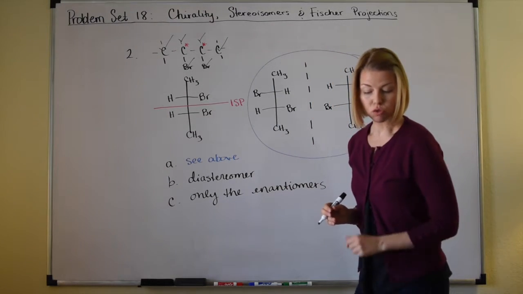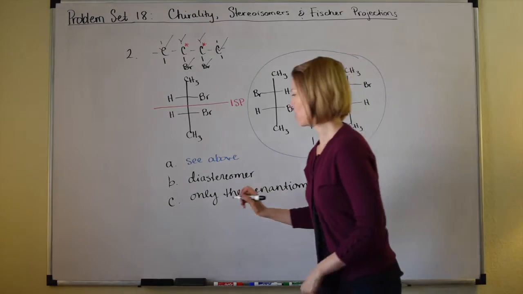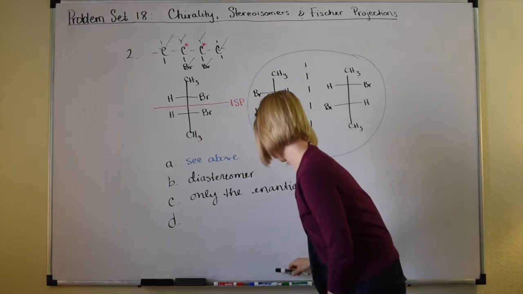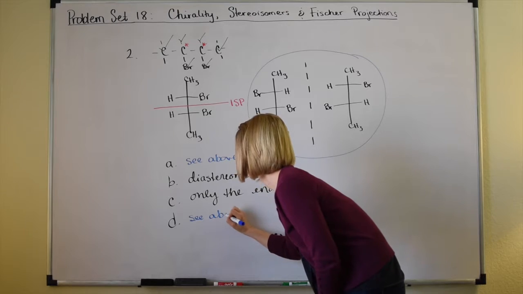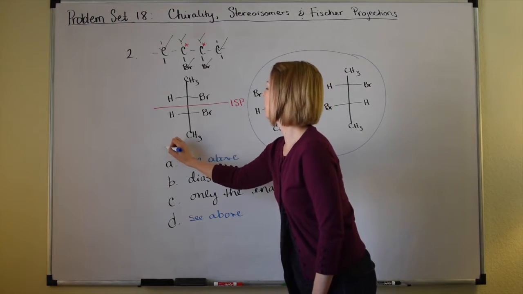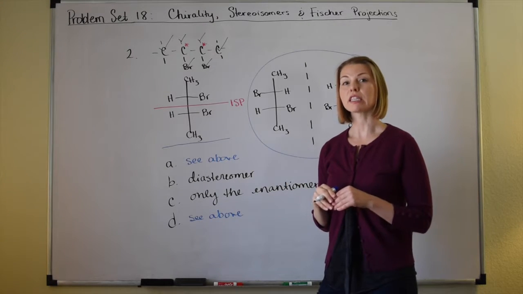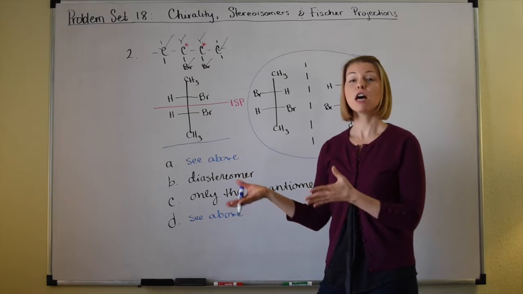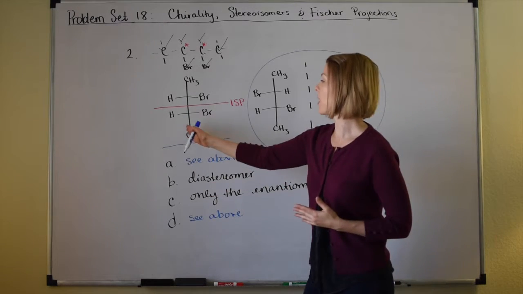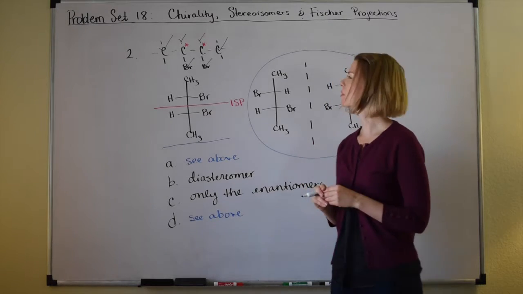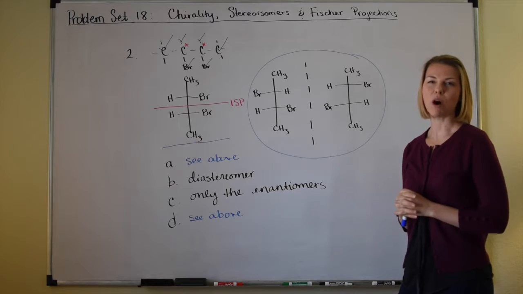Part D, draw a line under the molecule that is a meso compound. So for part D, let's go to the blue pen and I'll write C above. We're going to draw a line under the meso compound. Remember that the meso compound is a compound that has the chiral carbons but contains an internal symmetry plane and is therefore achiral overall, and that's the first one that we drew here. All right, let's erase number 2 and go on to number 3.